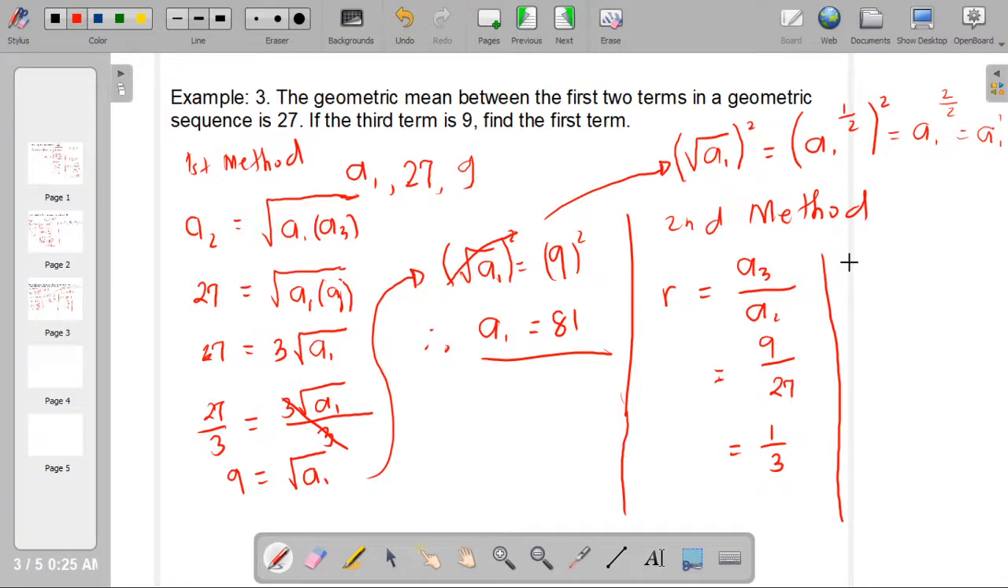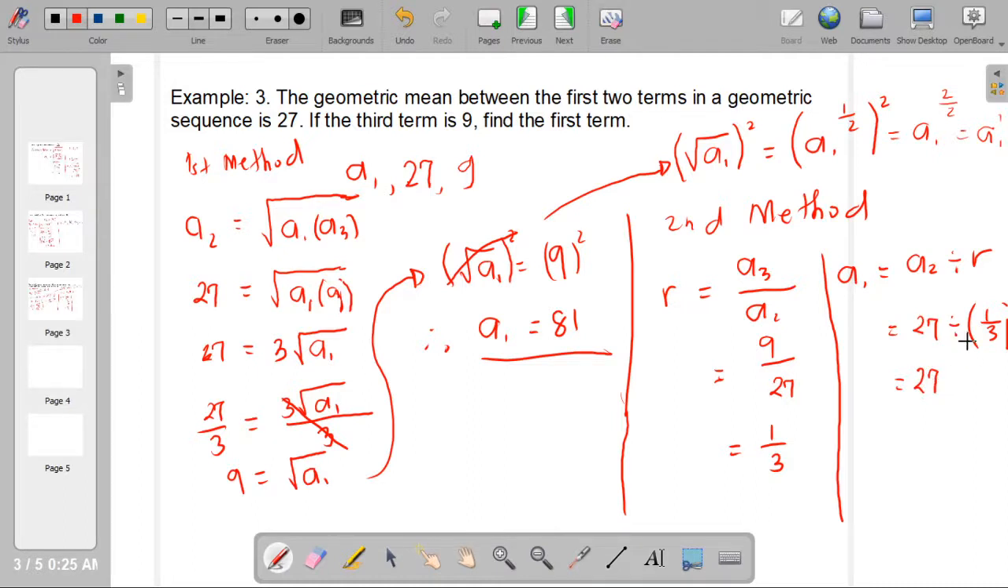So, unsay buhaton nimo ana? Ana ka 27, second term na to, dapat ana na siya. A sub 1 should be equal to your a sub 2 divided by your common ratio or r. And that our a sub 2 is 27. And then we're gonna divide that with 1/3. And from here, that is 27.